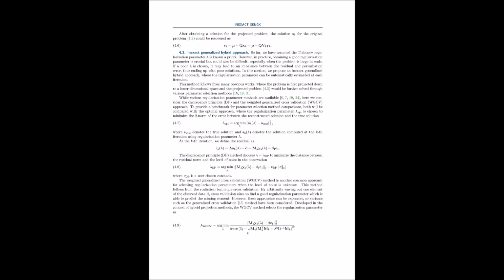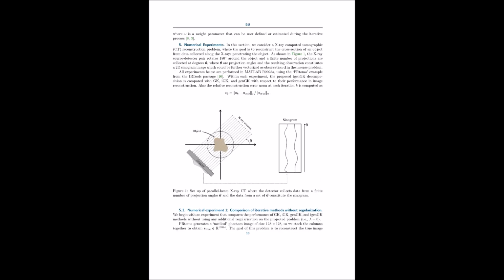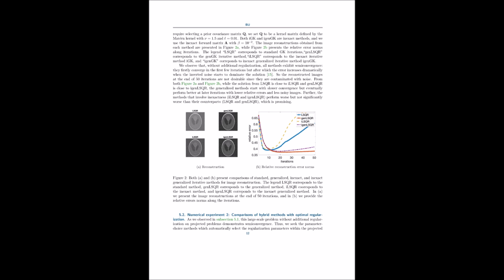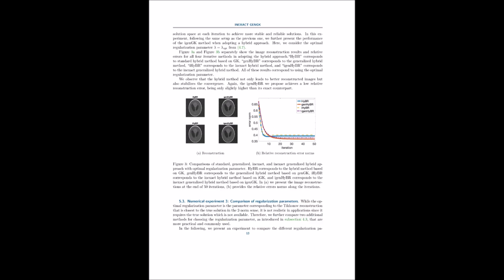That makes sense. Those generalized methods are designed to incorporate more information about the problem structure, so it's natural that they would eventually outperform the simpler methods. But the inexact methods iGK and igenGK do show slightly worse performance compared to their exact counterparts. That's not surprising given the added challenges of dealing with those errors. True, but the key takeaway is that the inexact methods are still viable options, and their performance is not drastically worse than the exact methods. That's a big win considering they are designed to handle a much broader range of real-world scenarios.